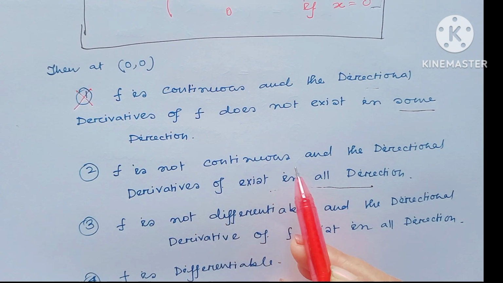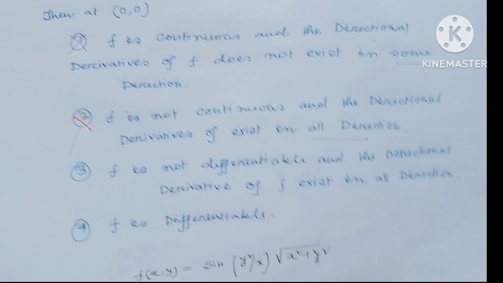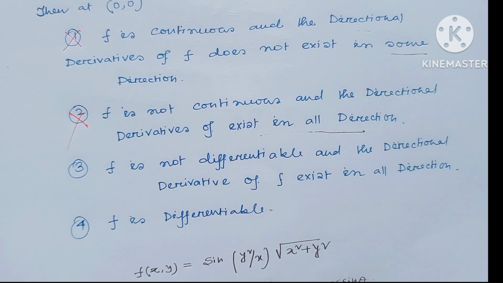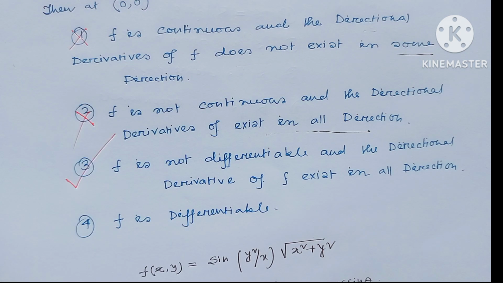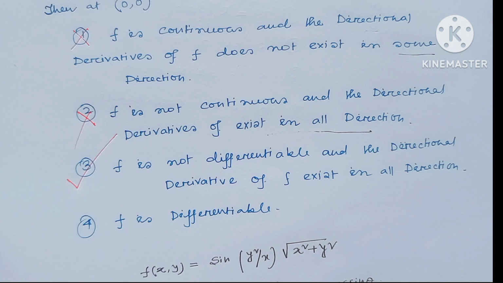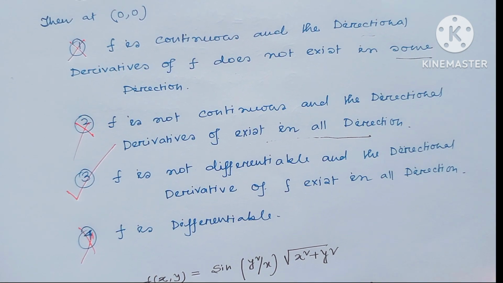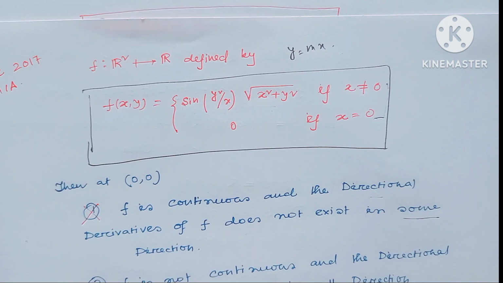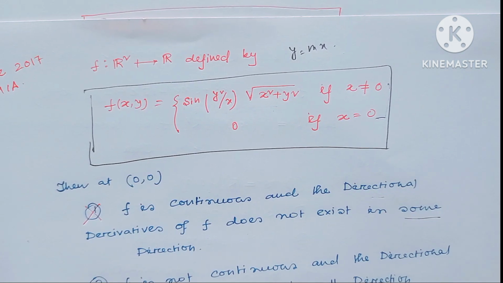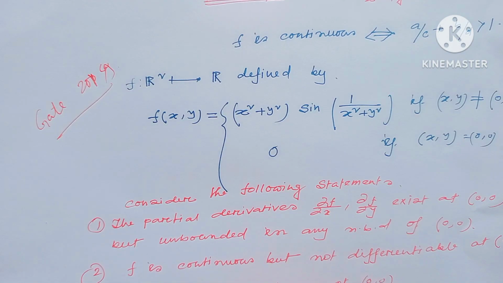Option 2 says f is not continuous. This is also a wrong option. Option 3 says f is not differentiable and the directional derivative of f exists in all directions. And option 4, f is differentiable. So 1, 2, 4 are wrong options, only option 3 is right. I hope all my viewers have understood this example clearly. Okay, next example.